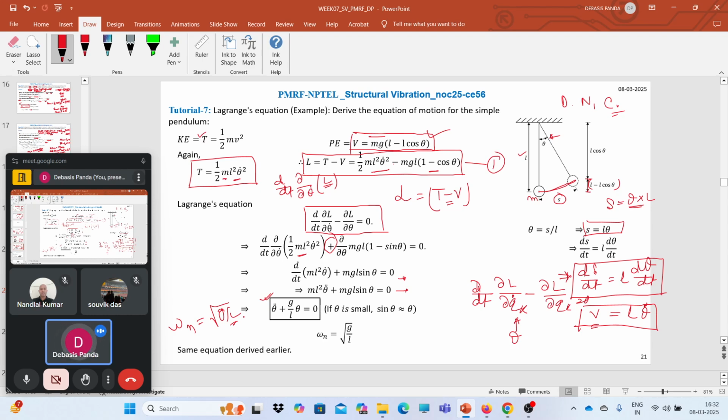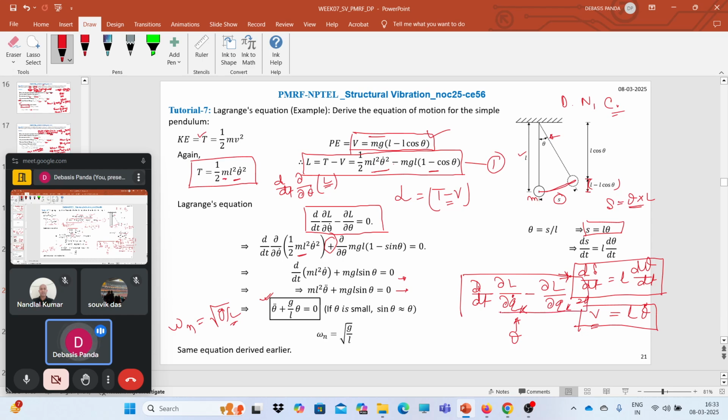So the Lagrangian equation is very important. To use it, we need to first formulate the Lagrangian, which is nothing but T minus V, that means kinetic energy minus potential energy. Once we find these two quantities, we can use them in the Lagrangian equation, which says d dt of del L by del qk dot minus del L by del qk is equal to 0, where qk is your generalized coordinate of the system.